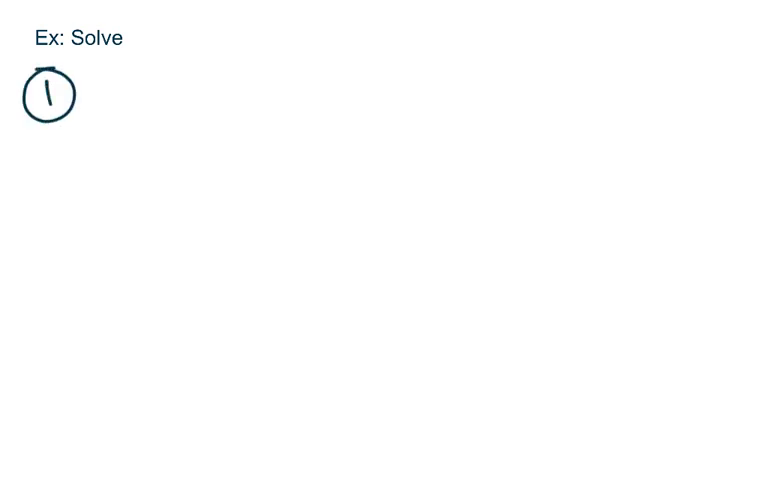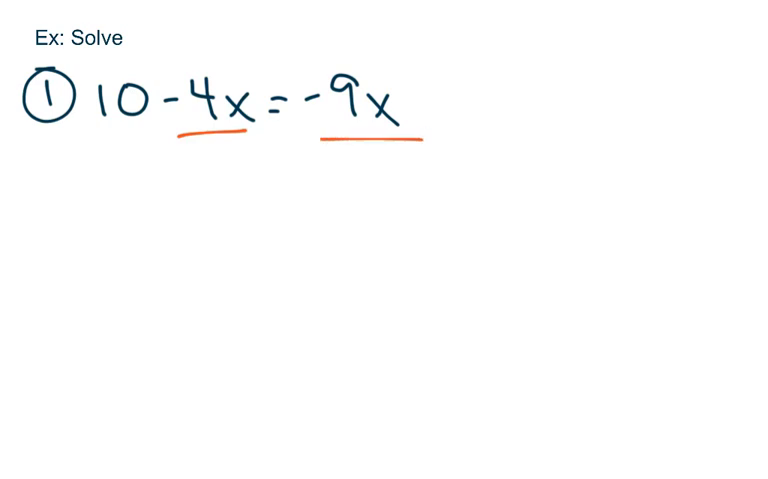Number 1, let's solve. How about 10 minus 4x is equal to negative 9x? Okay, so 10 minus 4x is equal to negative 9x. Clearly, we have variables on both sides. We got the negative 4x on the left and the negative 9x on the right. What I would tell you is I would put the variable over here, the reason being that there's not anything else over here besides an x.